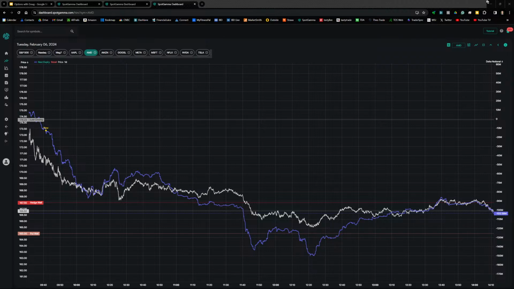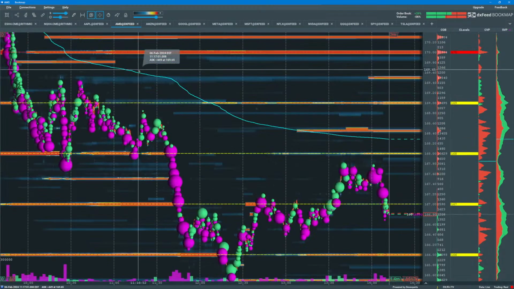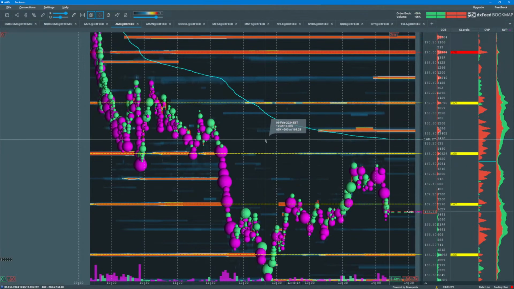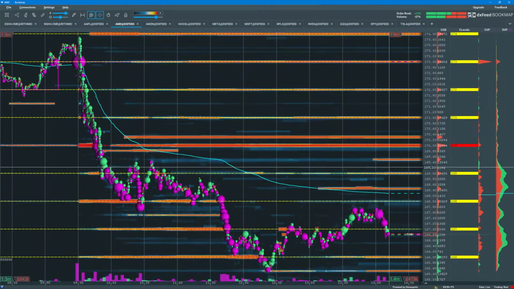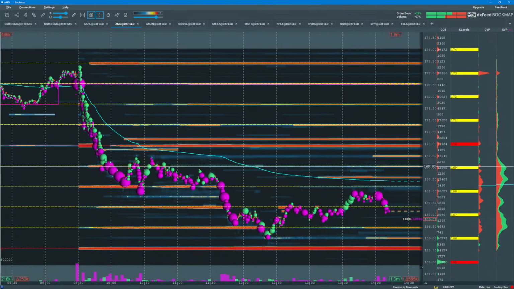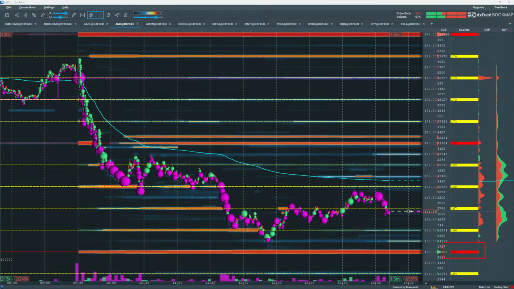All right, let's go take a look at Bookmap. Go to AMD. All right, so from the call wall yesterday, down close to the put wall at 165. All right, so another bearish day here in AMD. All right, the next is Amazon.